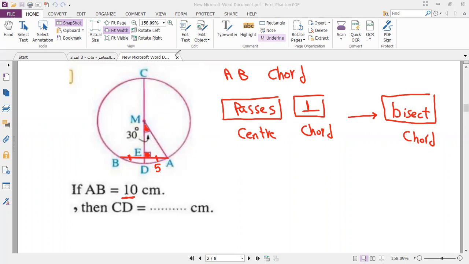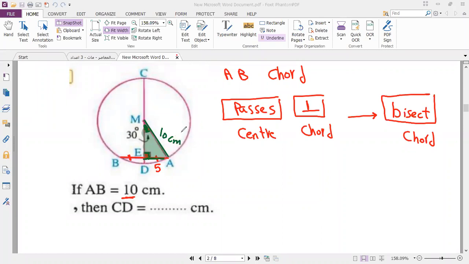So we can find the length of ME because if we look at this triangle colored in green, we have an angle of size 30, and this triangle is right. And you know that the length of the side opposite to an angle of size 30 equals half the length of the hypotenuse. So what is the length of the hypotenuse here? The hypotenuse is 10 centimeters.